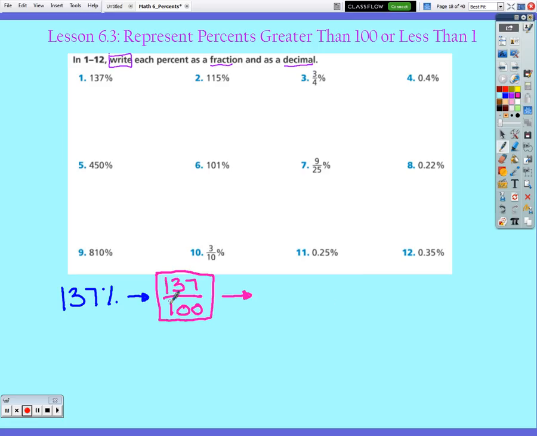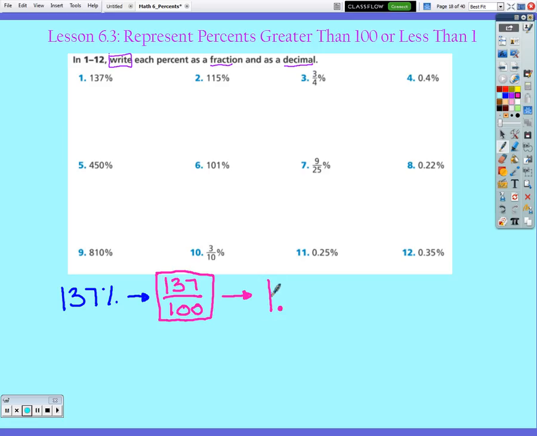Now if I have over 100%, I have one whole. I have at least 100%. If it was 200% or more, I'd have two wholes. Over 300%, I'd have three wholes, etc. So I have 100%, so I have one whole. Now, there's the decimal point.